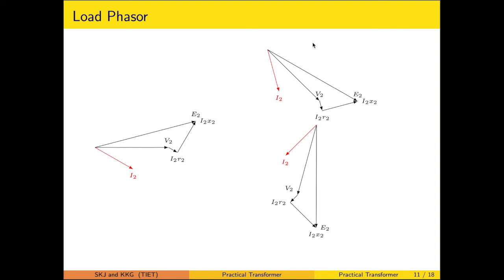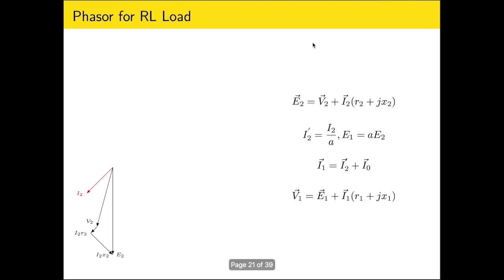Now going systematically for the RL load. The first equation is V2 plus I2 R2 plus jX2 is equal to E2. So that particular is marked for the RL load. Now we have to mark the effect of the ideal transformer. So that particular is shown in this diagram.